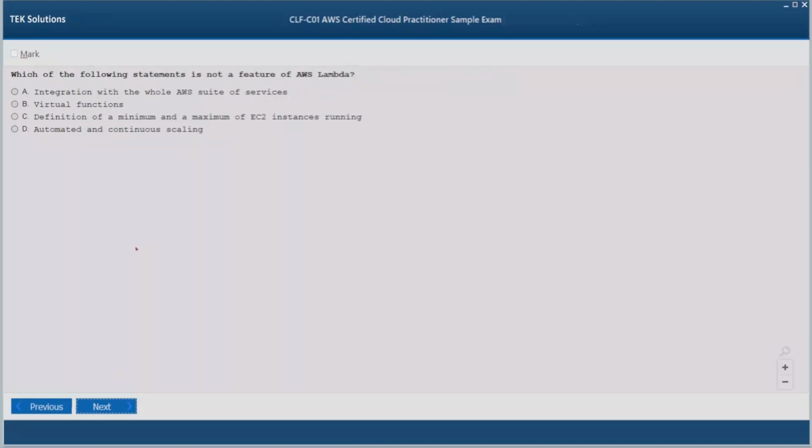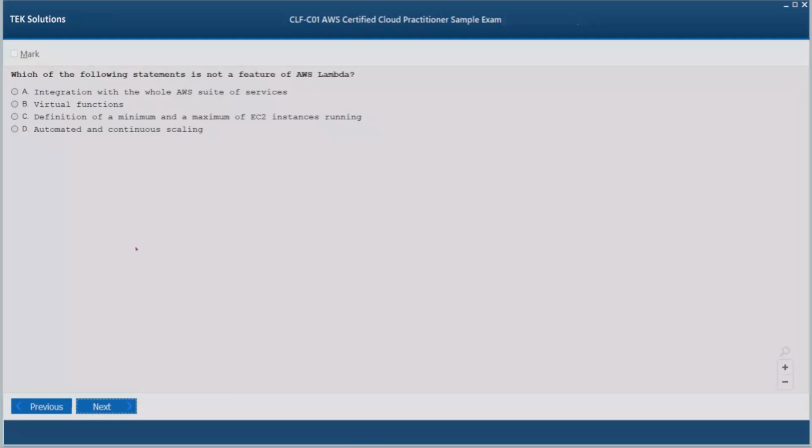Which of the following statements is not a feature of AWS Lambda? A, integration with the whole AWS suite of services. B, virtual functions. C, definition of minimum and maximum of EC2 instances running. D, automated and continuous scaling. Suppose you don't know the answer to this. Let's go one by one, option A.